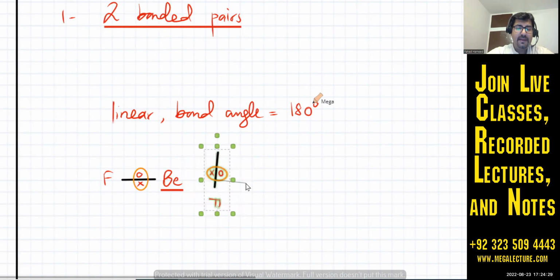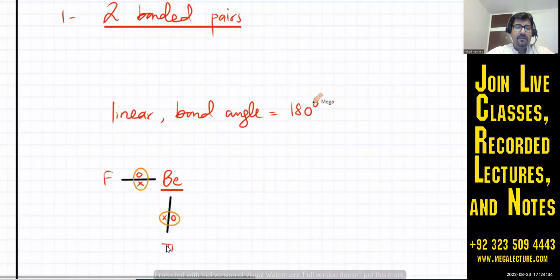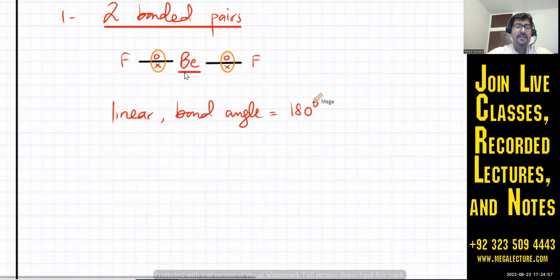If we draw it this way, the bonds would not be like this, because these electrons over here and these electrons over here will try to be as far away from each other as possible. So the only best scenario is that one bond is on one side, the other bond is on the complete opposite side, and the atoms will be in a straight line. So the actual shape of the molecule would be like this: the one fluorine bonded to beryllium on one side, the other fluorine bonded on the extreme opposite side.